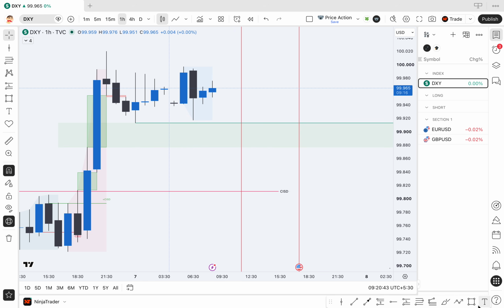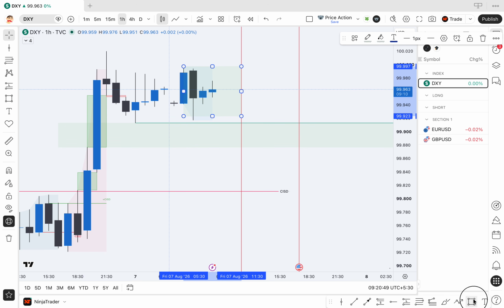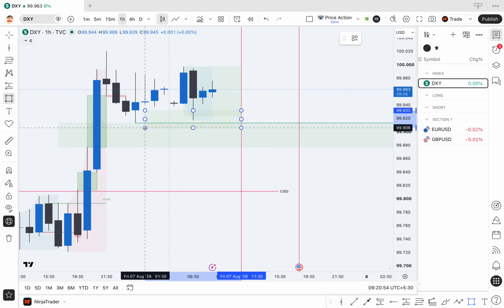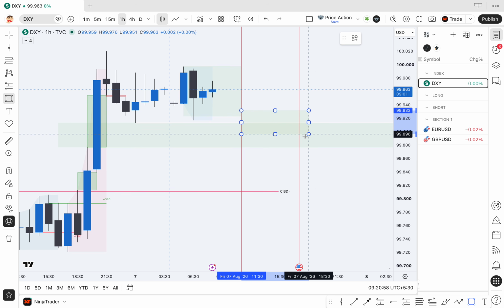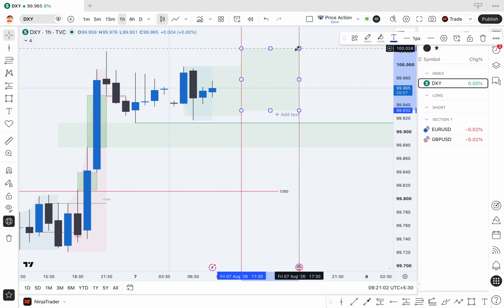So currently we are in Asian session. I am expecting price in Asian to stay like this. Then London session opens. We get a sweep of the swing point. We tap into the 4 hour zone and we push to the upside.